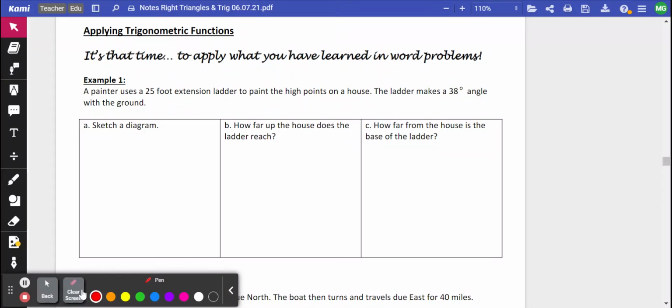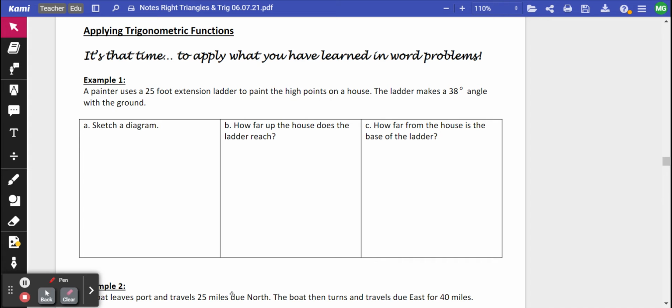Good morning, everybody. It is time to now take everything that we've been using with right triangles, meaning Pythagorean Theorem and the right triangle trig, and put it into action. We're going to be solving word problems using everything that you've learned. So let's take a look at the first problem.